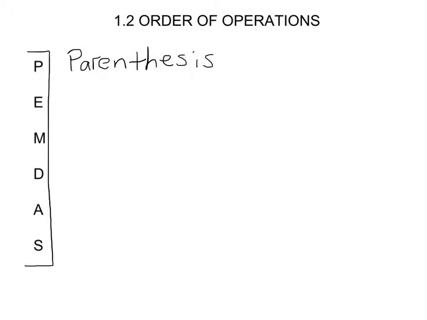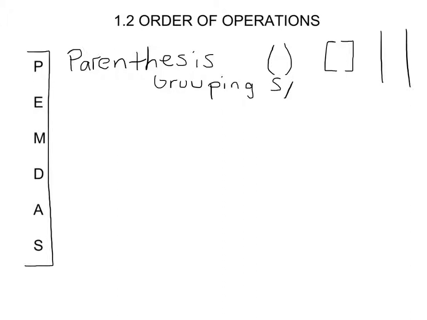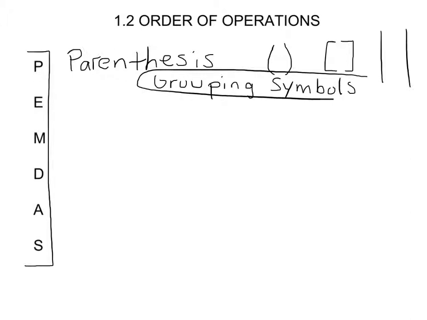And basically that's any kind of grouping symbols. That might be parentheses that look like that. It might be brackets. It could be absolute value symbols. So instead of just saying parentheses, we're talking about all grouping symbols. So anytime you see any kind of a grouping symbol, that's the very first thing that you want to do. If it's parentheses, brackets, absolute value, that's where you want to start.